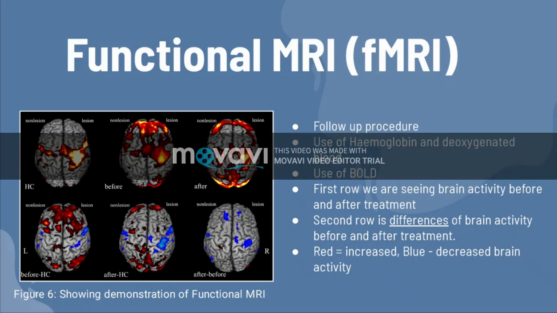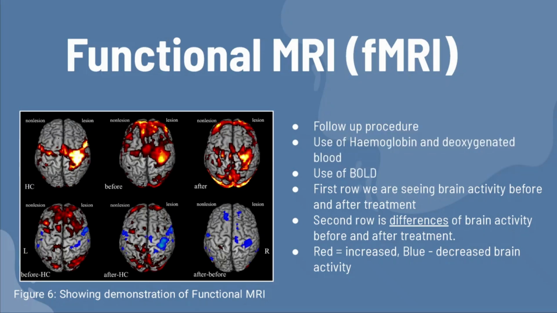If we look at the image on the first row, we can see brain activity before and after treatment, and then on the second row, we can see the difference of brain activity before and after treatment. Red would be increased activity and blue would be decreased activity.